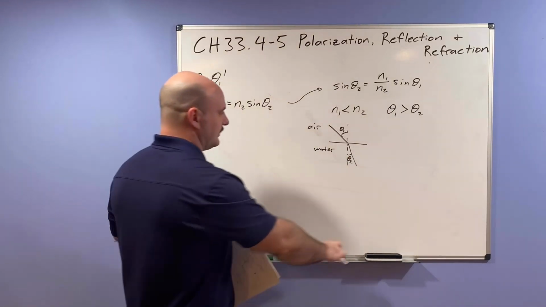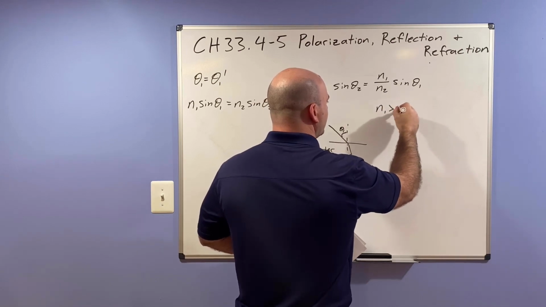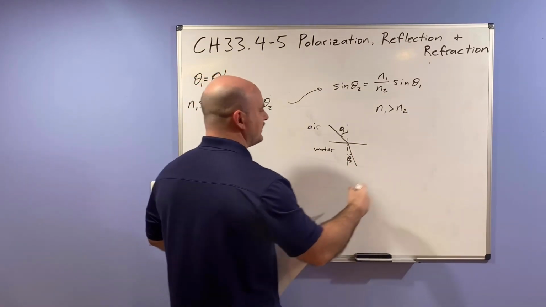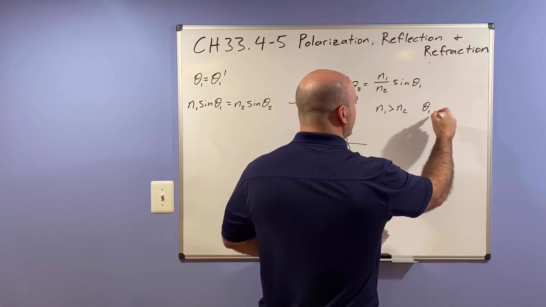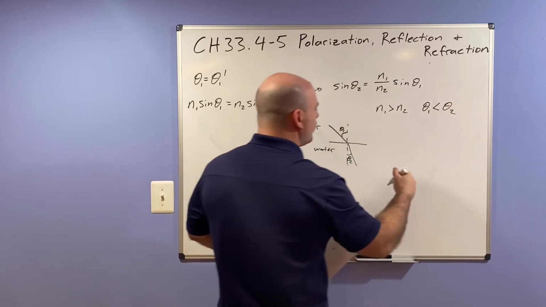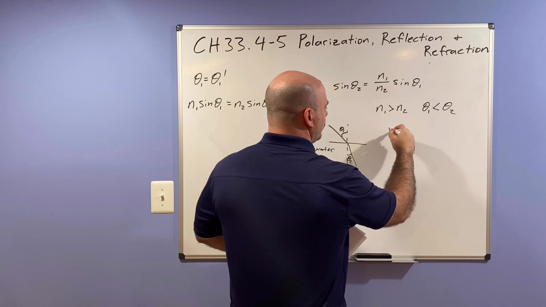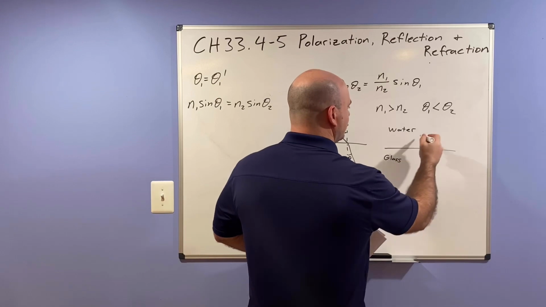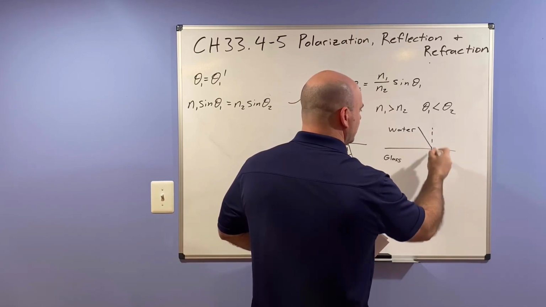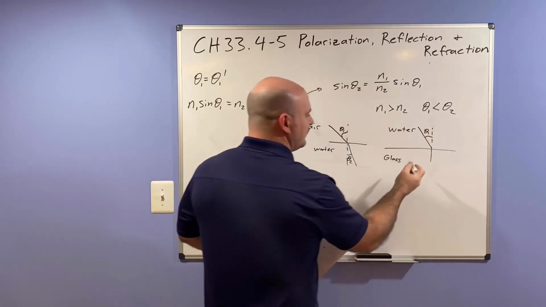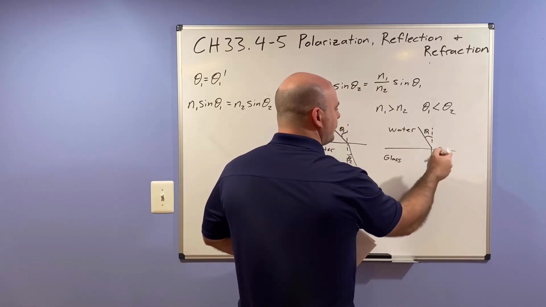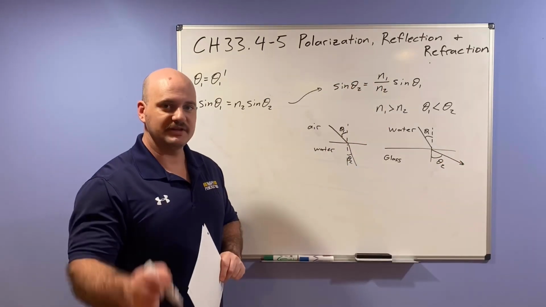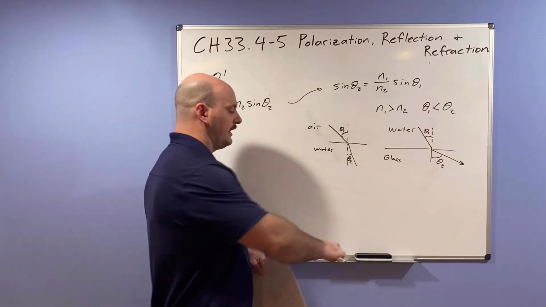All right, what about the opposite? Say N1 was larger than N2, like you're going from the water to the air, or from water to glass or something like that. Well, that would mean that theta 1 was less than theta 2. When you go from a larger index of refraction, let's say water, to glass, the incident ray has some angle, theta 1. The refracted ray bends away from that vertical. It's going to be a larger theta 2. Make sense?